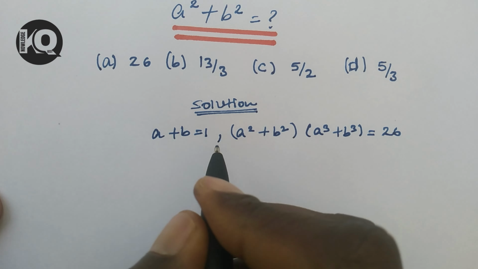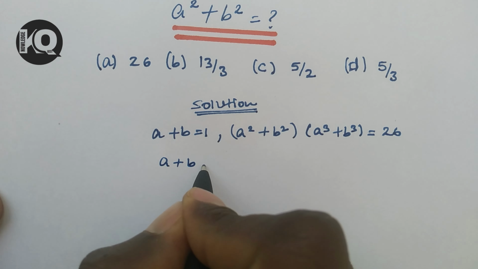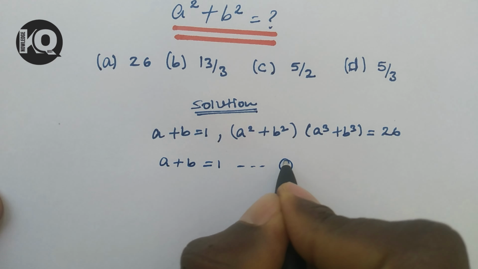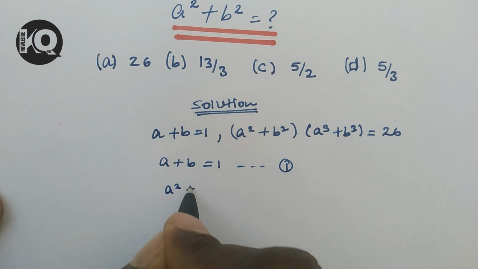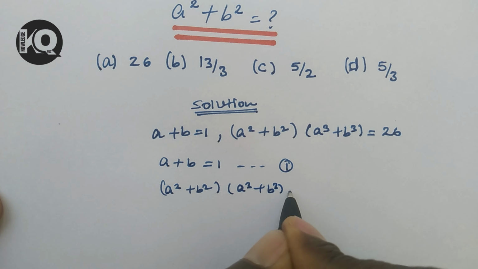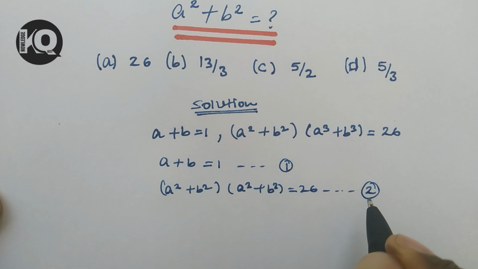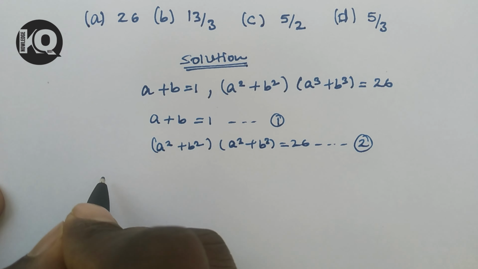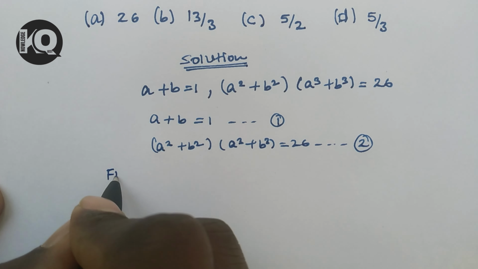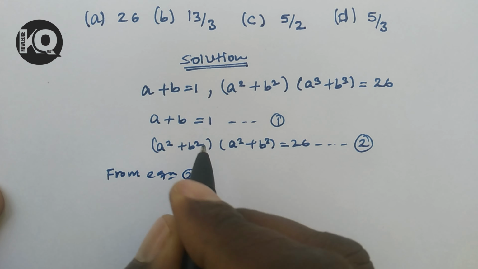Let's assign equation 1 and equation 2. So a plus b is equal to 1 is equation 1, and a squared plus b squared times a cubed plus b cubed is equal to 26. Let's assign this equation 2. So from equation 2, we have a term a squared plus b squared.